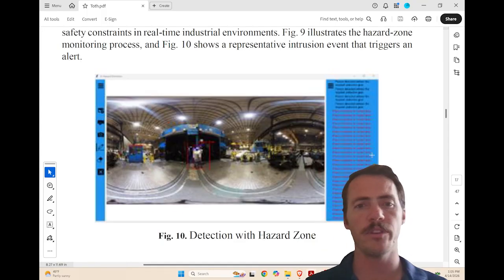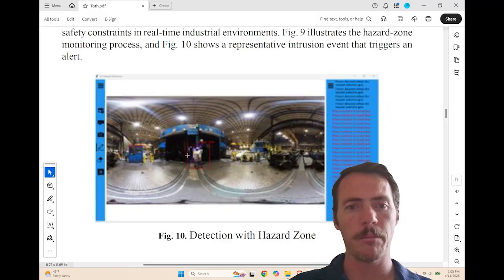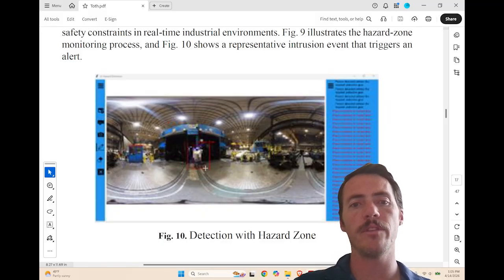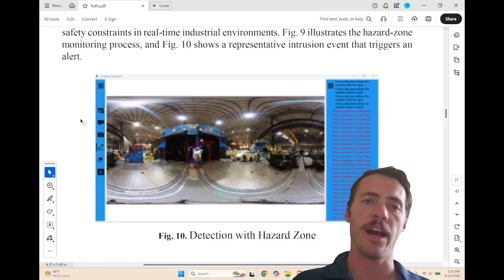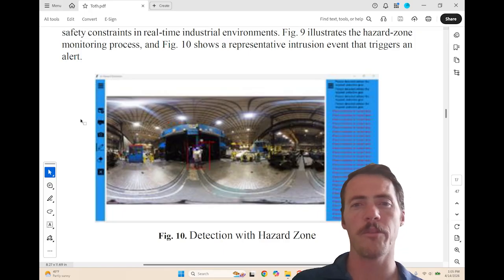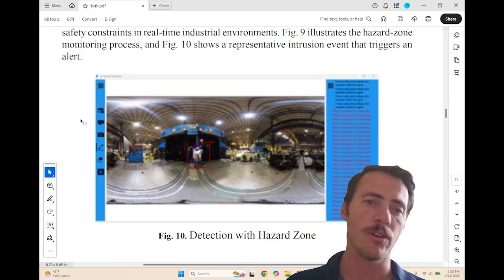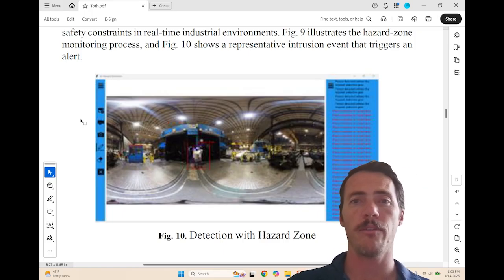Here's an example of it detecting individuals shown in the red bounding box, but now within a region of the image that has been labeled as a hazardous zone. The performance of the model in detecting individuals in these hazardous zones was similarly above 90% for the F1 score.